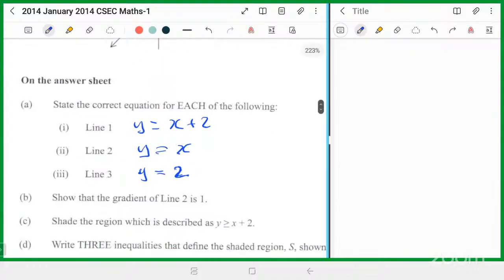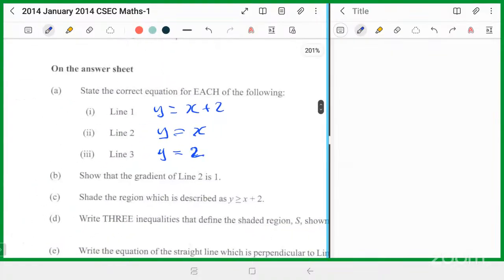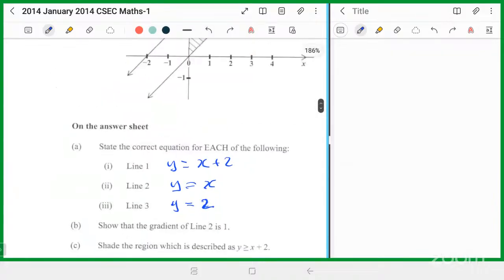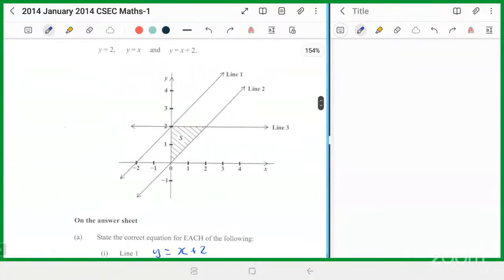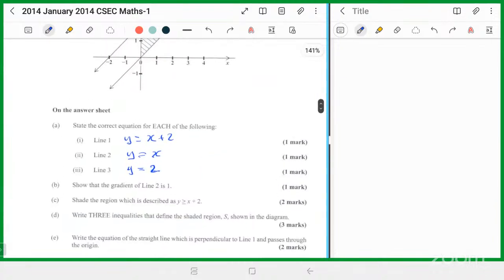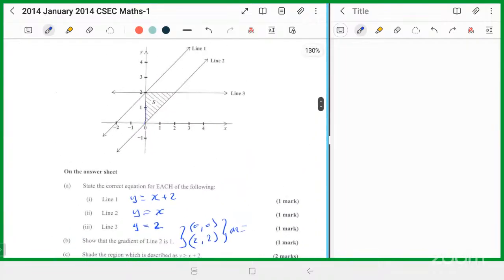Alright, the next part says show that the gradient of line 2 is 1. So line 2, that's this one. We can say it passes through 0, 0 and 2, 2. So therefore the gradient is a rise of 2 and a run of 2, so 2 over 2, which is equal to 1. We could do that.